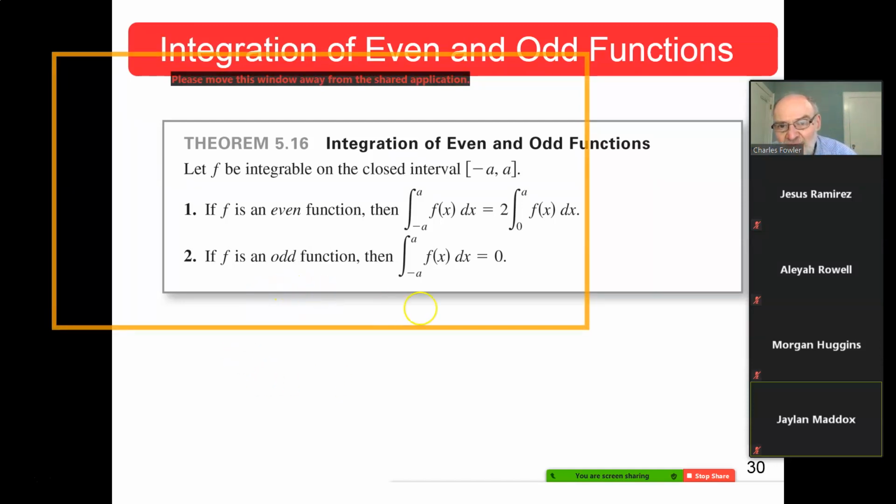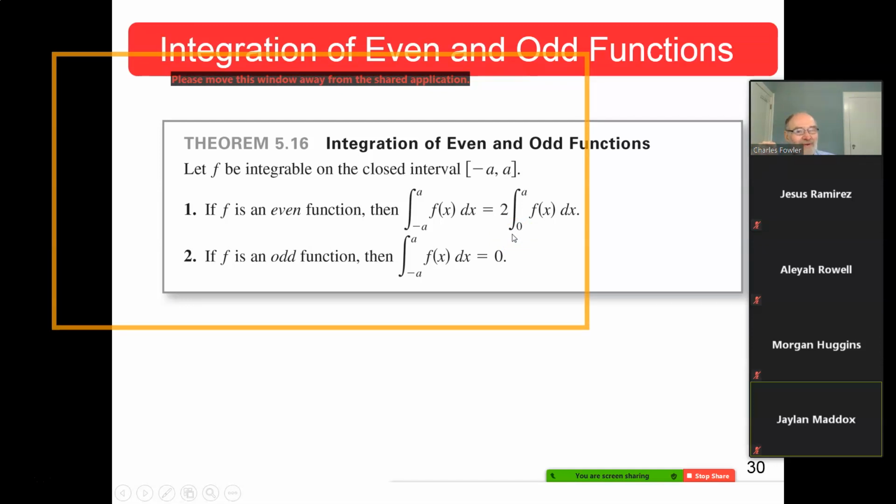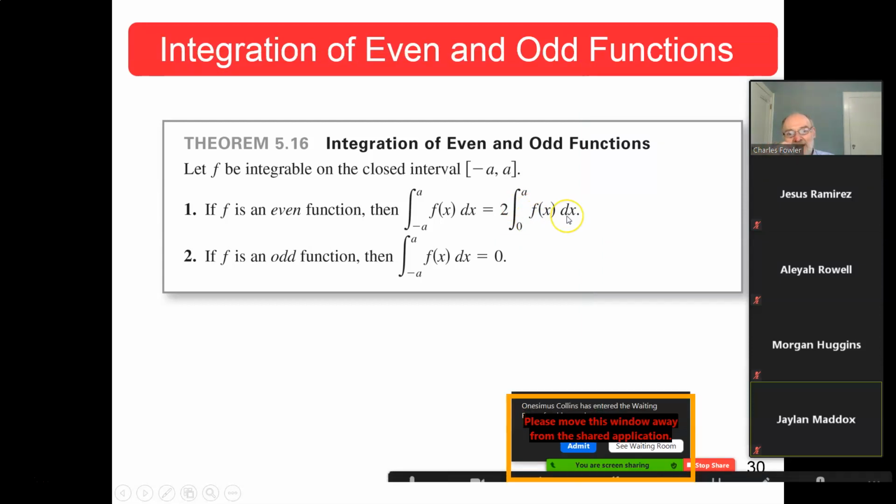If f is an integrable function on some closed interval minus a to a, notice that's a symmetric interval about the origin. If f is an even function, and you're evaluating from minus a to a, the integral of f of x dx, integrating that even function over a symmetric interval, you just double the integral of the interval from 0 to a.